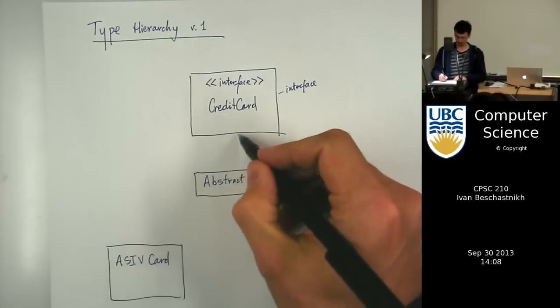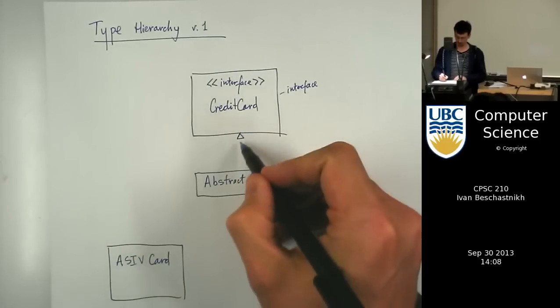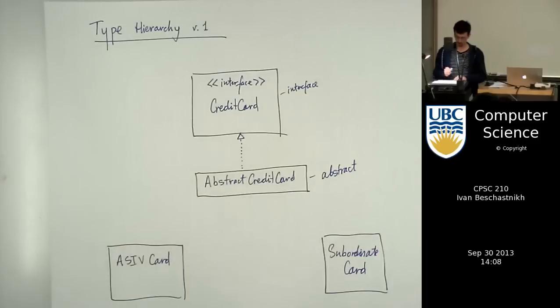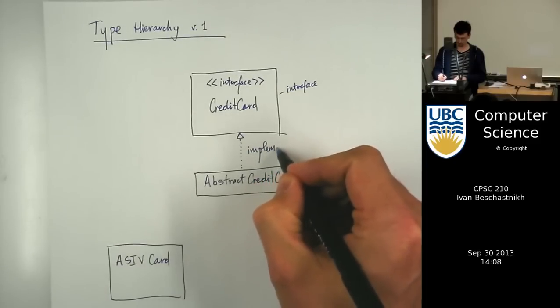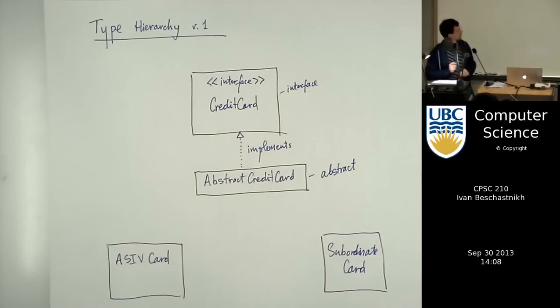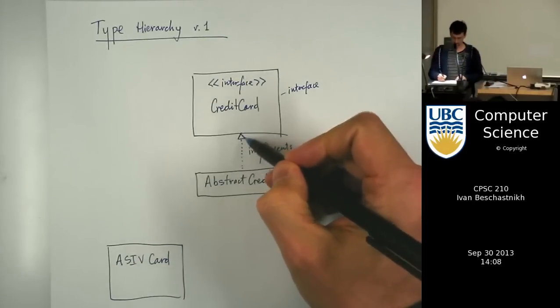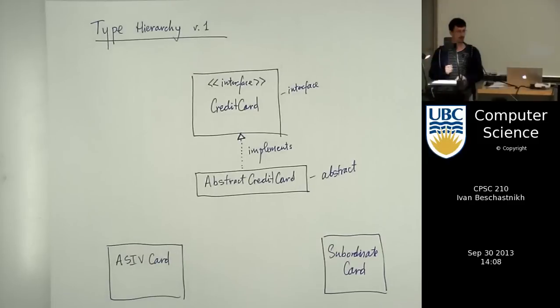And what we did is we had the abstract credit card implement this interface. So this relationship, this dotted line, is the implements relationship. Right? And I can only do this if what it points to is an interface. I can only implement an interface.